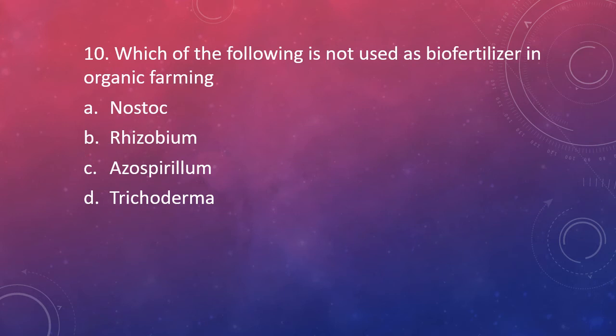Question number 10. Which of the following is not used as biofertilizer in organic farming? Remember, I'm asking about fertilizer, biofertilizer. Option A, nostoc, option B, rhizobium, option C, azospirillum, or option D, trichoderma. The correct answer is option D, that is trichoderma is not used as biofertilizer in organic farming.